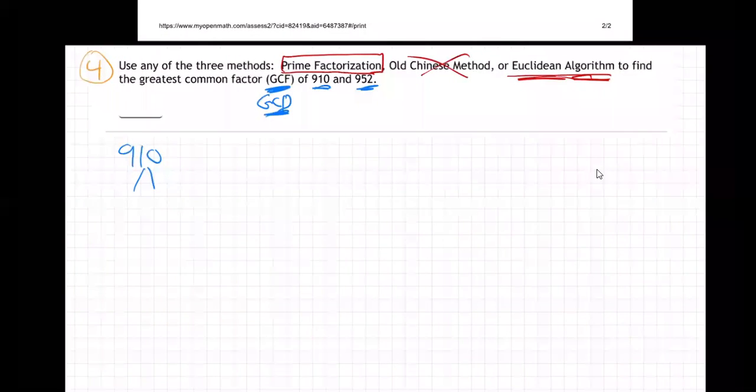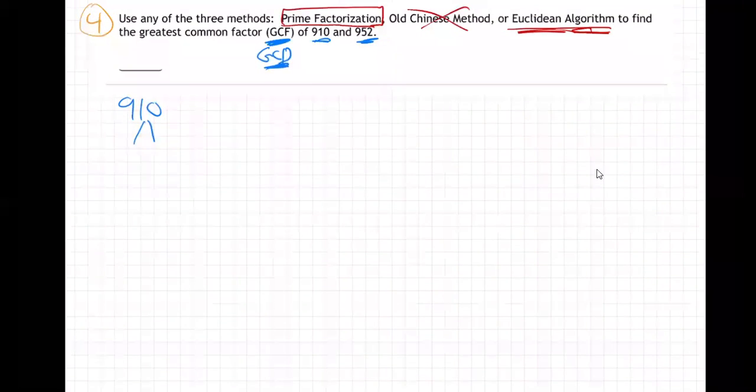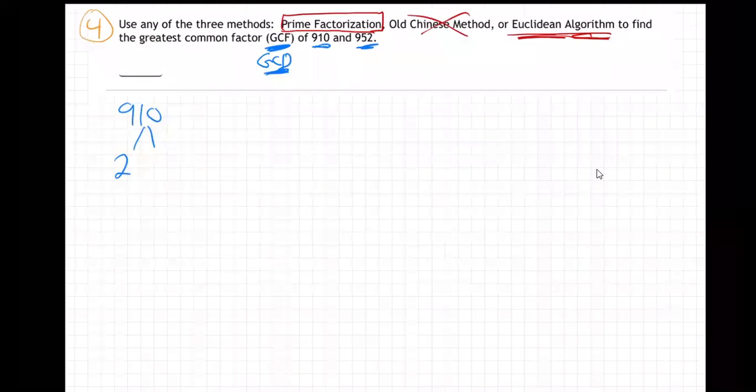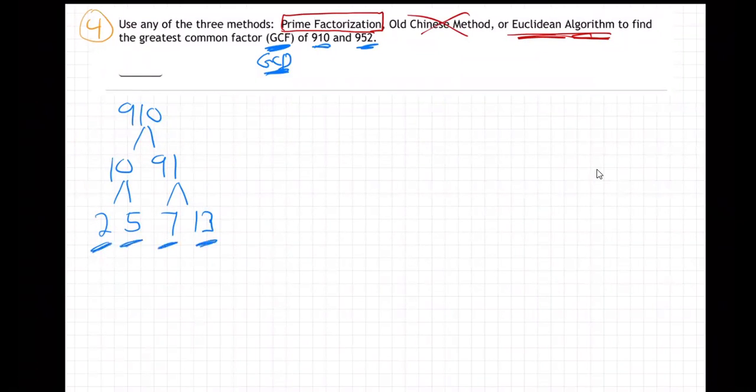Well, I could divide by 2 here, 2 times whatever, but it would be easier to do 10. It's 10 times 91, because anytime a number ends with a 0, you know it's times 10, right? So that's a little easier. And 10 is 2 times 5. 91, use your calculator. If you divide by 7, you'll find it's 7 times 13. So the prime building blocks of 910 are 2, 5, 7, and 13.